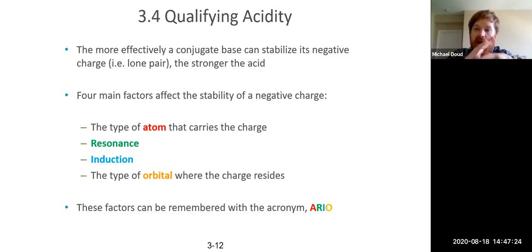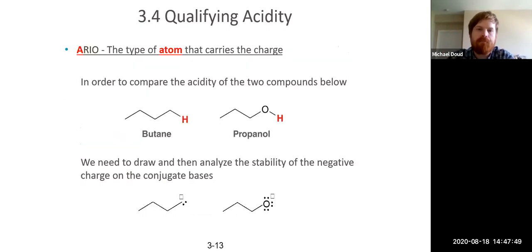And then if that fails, and everything is the same so far, we get to the fourth step, which is the type of orbital where the charge resides. That's where we evaluate whether this is in an sp3, sp2, or sp orbital. So again, the way that you remember this is the REO method. And just remember, A comes before R, comes before I, comes before O. It has to be hierarchical in that way.